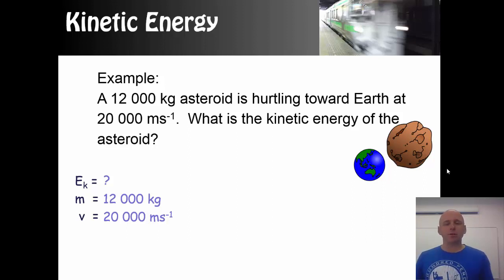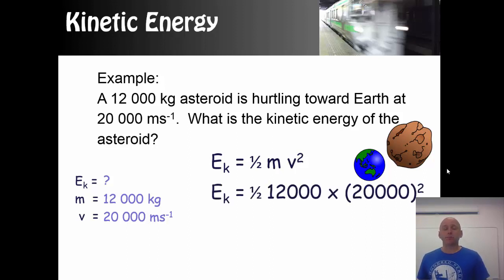So we take our formula, EK equals 1/2 mv squared, and we plug our numbers into that formula. m stands for the mass, so where the m is, we put 12,000 kilograms, and where the v is, we put 20,000 meters per second. So here we have it. EK equals 1/2 times 12,000 kilograms times 20,000 meters per second, and we square that.